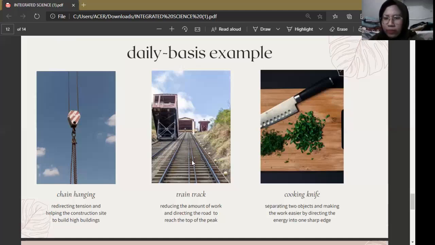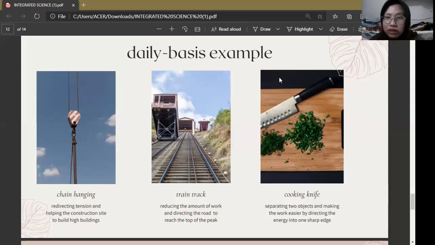Why? Because it moves basically anything within that train to the peak of the mountain. Otherwise, if you don't use the inclined plane, you need to climb the mountain itself to reach the peak, right? But with an inclined plane, you can just make the train go along the track, and then it will reach the top of the peak. And then the last one is the cooking knife.